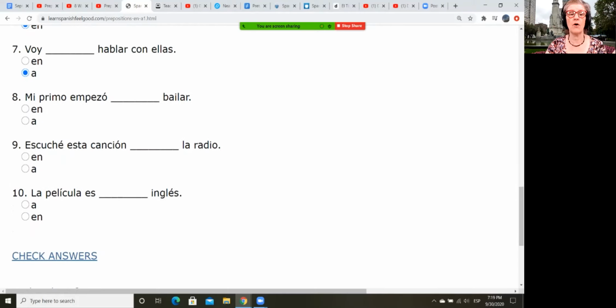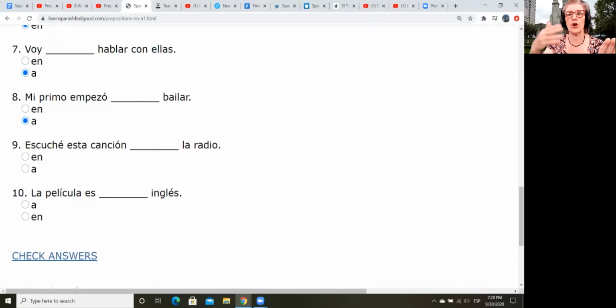Mi primo empezó a bailar. Oh, my cousin started to dance. Empezar, like ir, uses that little word a. It just does. And this is, in a sense, redundant. Some verbs, like ir, must have that little word a. Empezar is one of them. Empezar with a second infinitive must use a in between the two. Comenzar, which means the same thing, plus an infinitive, must have a between the two.